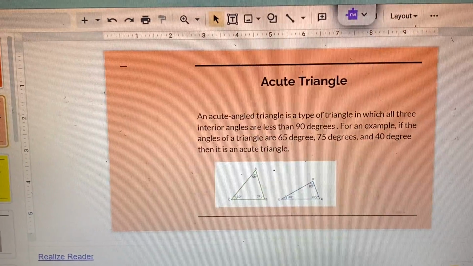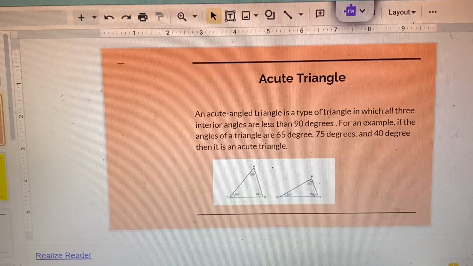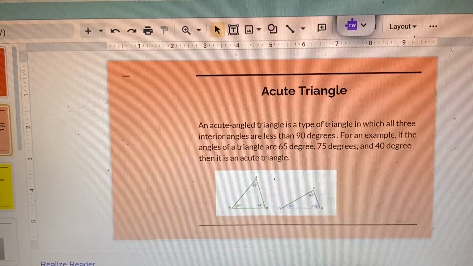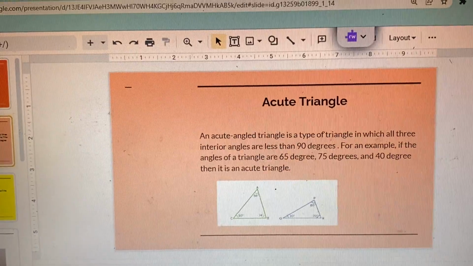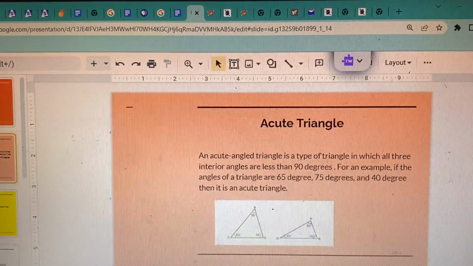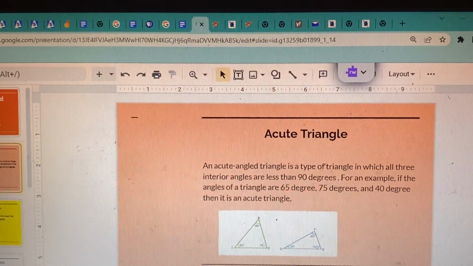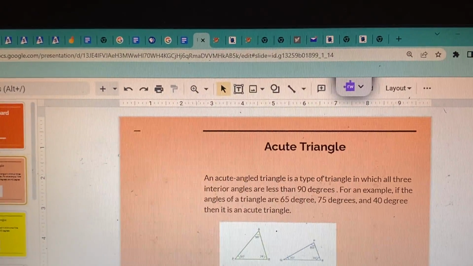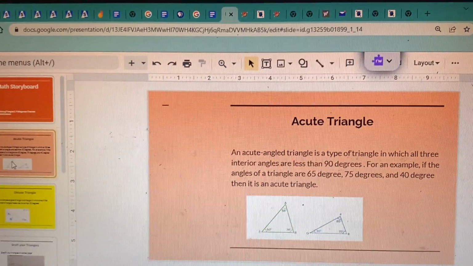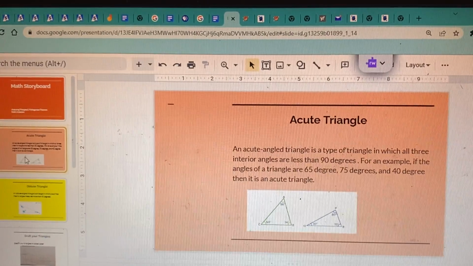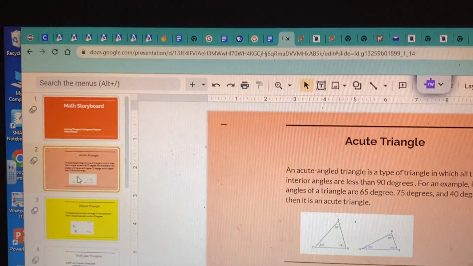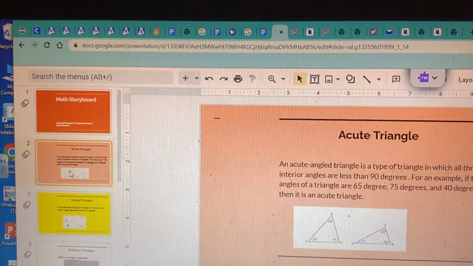The skill that I want you to learn is how to create an acute triangle, an obtuse triangle, a right triangle, and then also the third leg of a triangle. The right triangle will be called the hypotenuse, which is also known as a Pythagorean theorem.